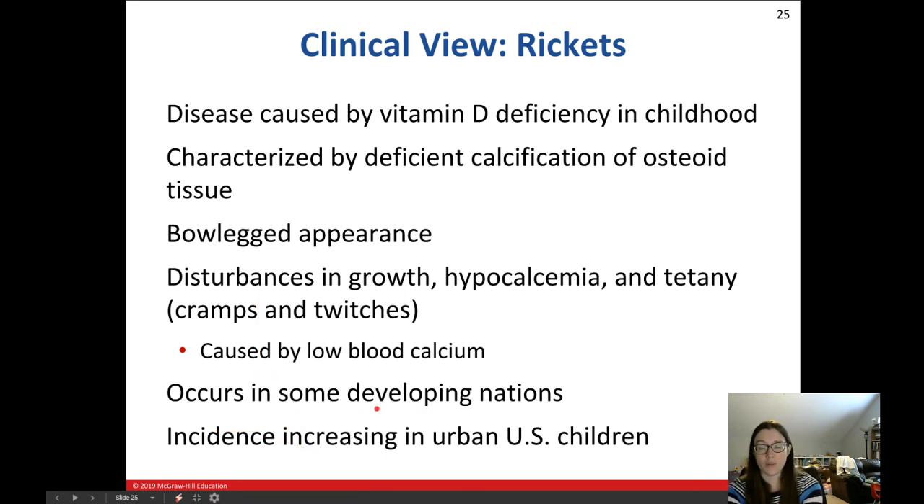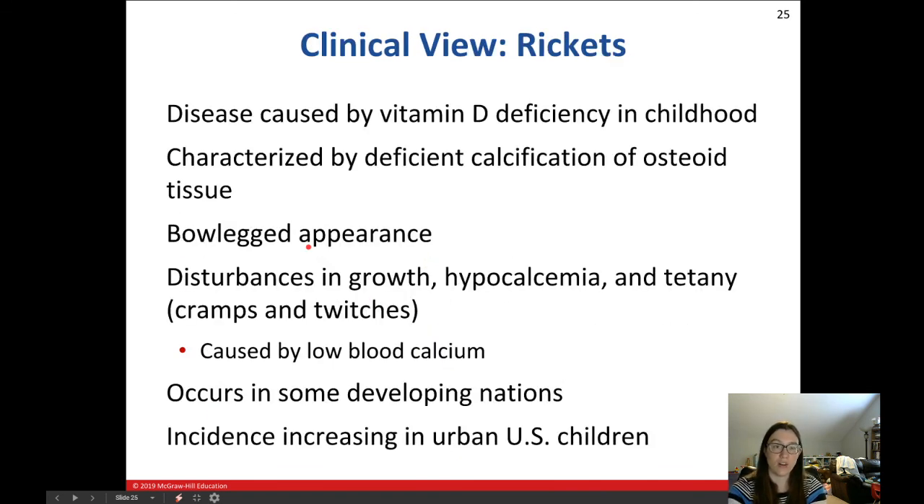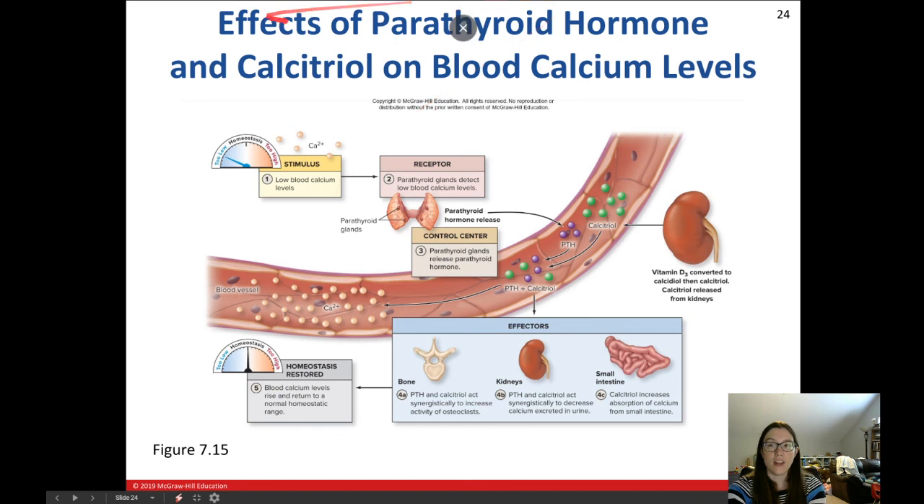This can occur in some developing nations if they don't have enough vitamin D, and there's an increasing incidence in urban U.S. children, probably just having to do with less sunlight and more sun protection. So there's a good picture of this in your book also if you want to look at radiographs of rickets. So now this is everything that happened when we have low blood calcium.